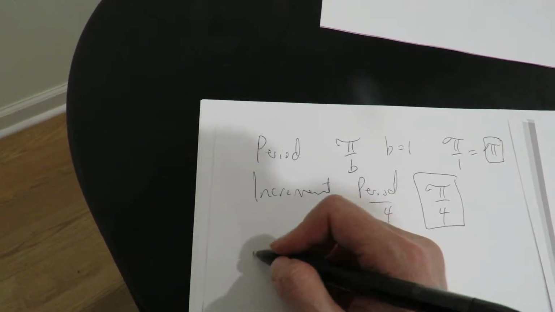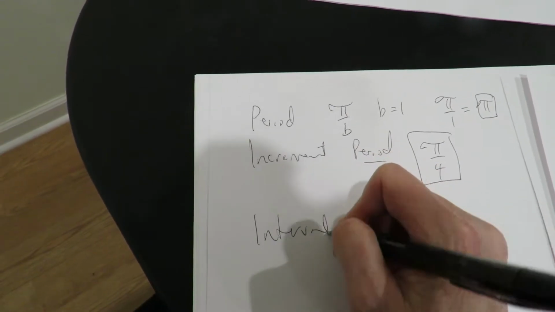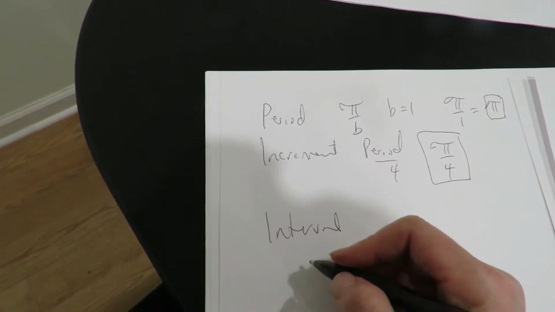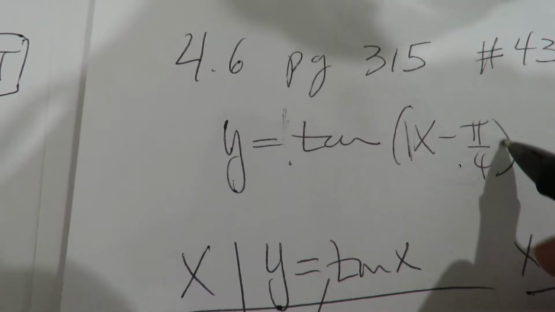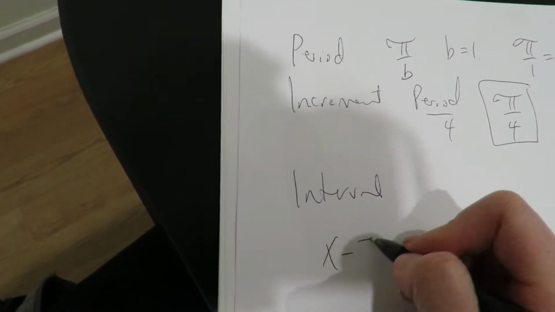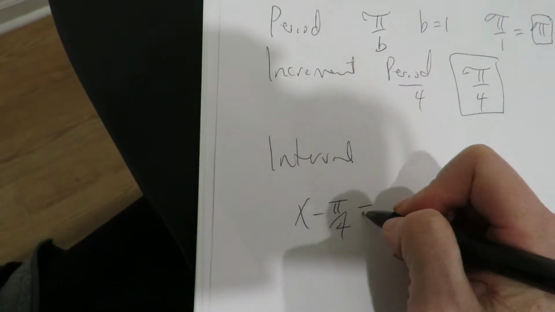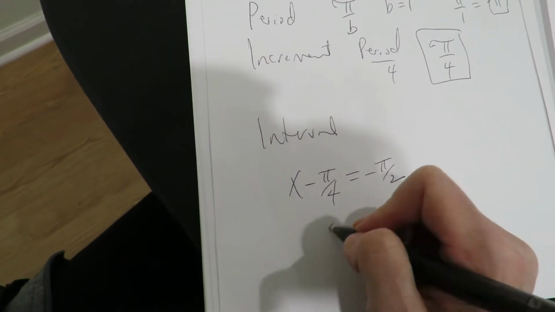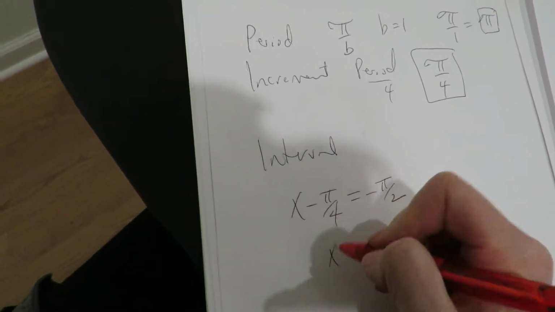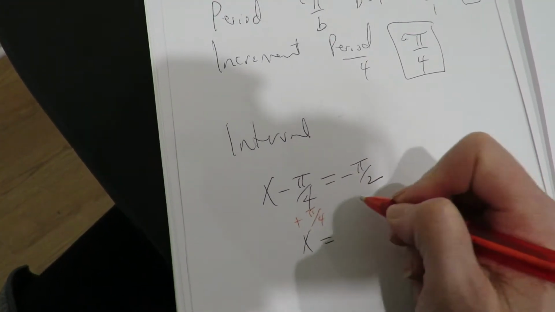Now, I would always do the interval on the tangent function. So you take the guts. The guts are like the inside here. And you set it equal to the old start. Now, the old start was negative pi over 2. So what you want to do is you want to solve for x here and figure out what your new start is.